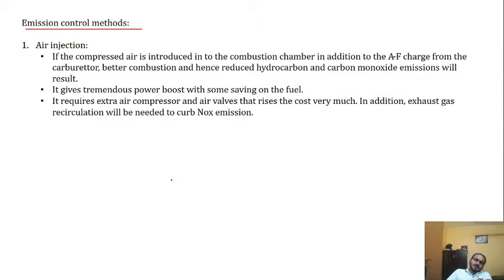So now we are going to discuss a new topic, and this is the last topic of this chapter, that is emission control methods. First is air injection.